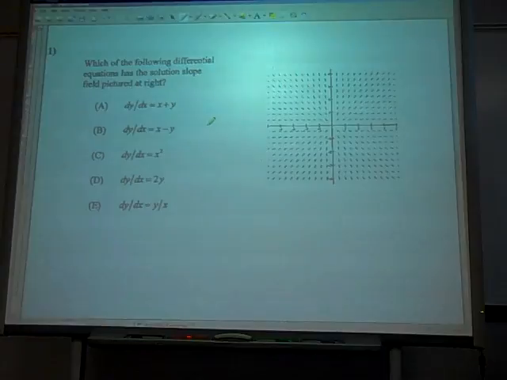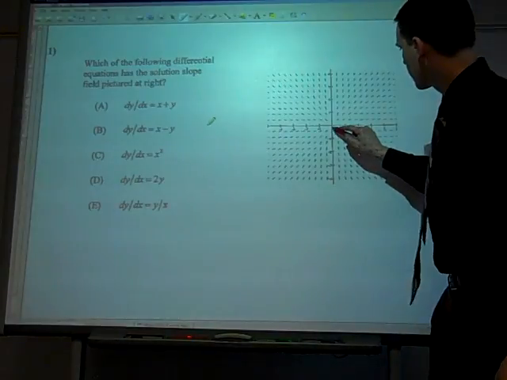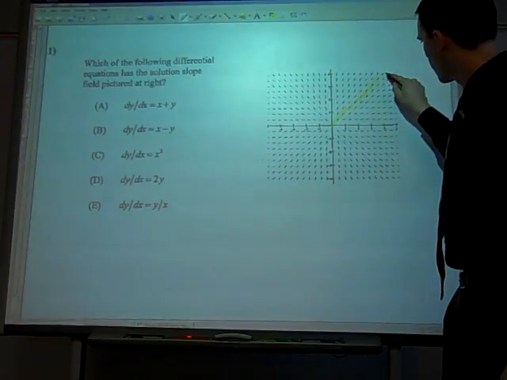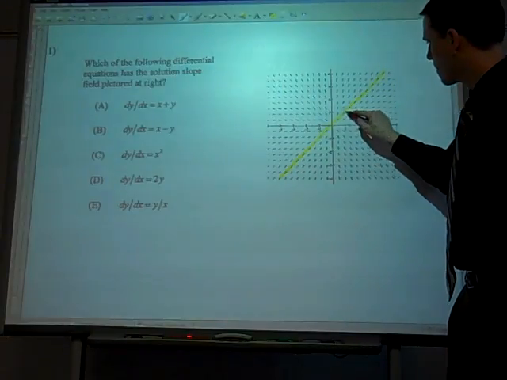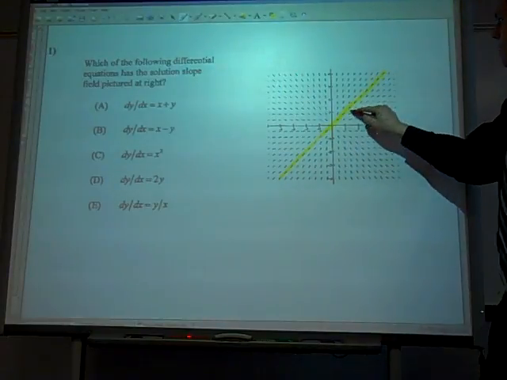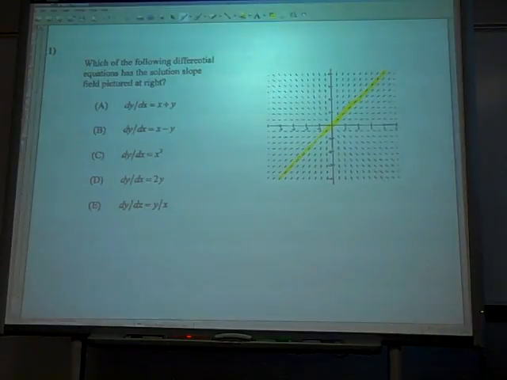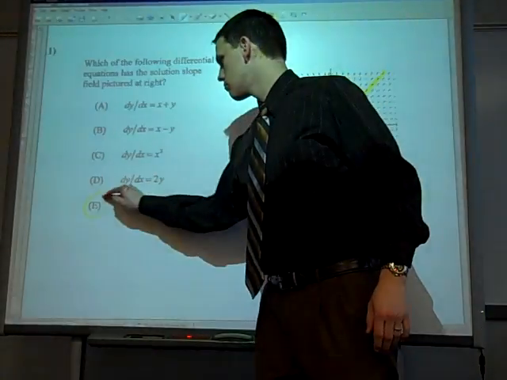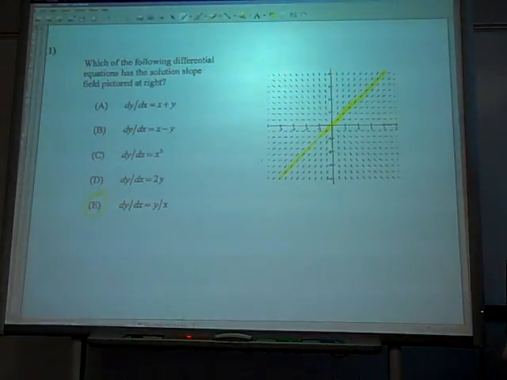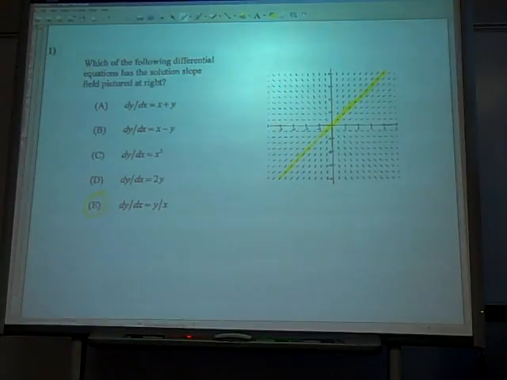Because along the diagonal, the slope is always 1. I figured that E is the only one that can do that. All right, at 1, 1, it's 1. At 2, 2, 3, 3, 10, 10, -7, -7, it's always 1. So 1 over 1, 10 over 10, -7 over -7. That's 1. That's a good observation.